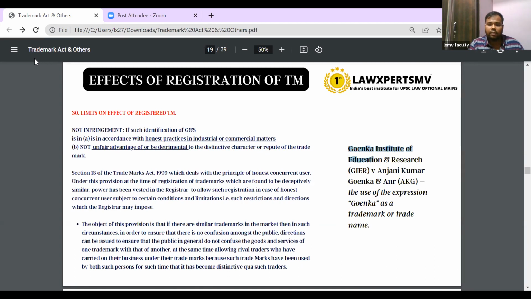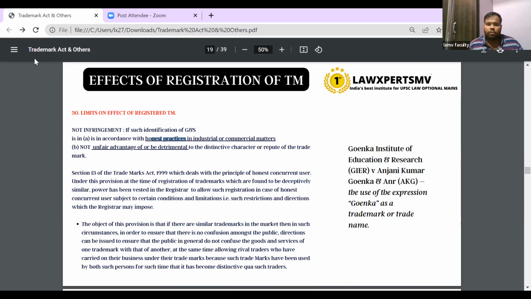Gonaka Institute of Education versus Anjani Kumar Gonaka. So there was a dispute between these two trusts actually. Both of these guys were running a school. One guy was running a school since 1995 and another guy started the school in 1999. But what happened was that this guy who started the school in 1999 had a trust even before 1995 in the name of Gonaka. So the question before the court was whether these two persons can use the word Gonaka, and the court referred to this particular Section 30, and it said that both these persons had an origin with respect to Gonaka, and they were not doing it to infringe each other.